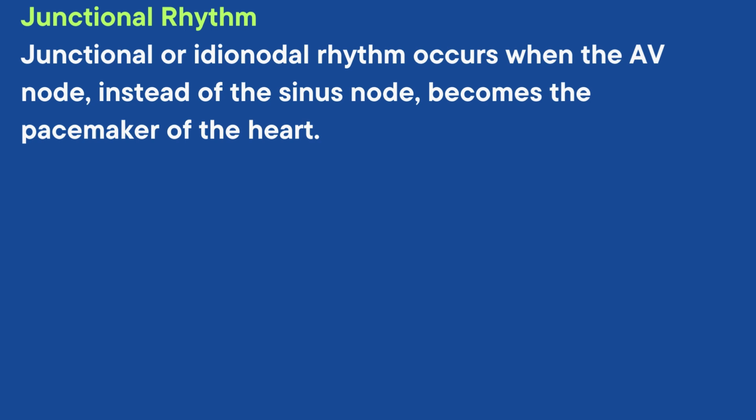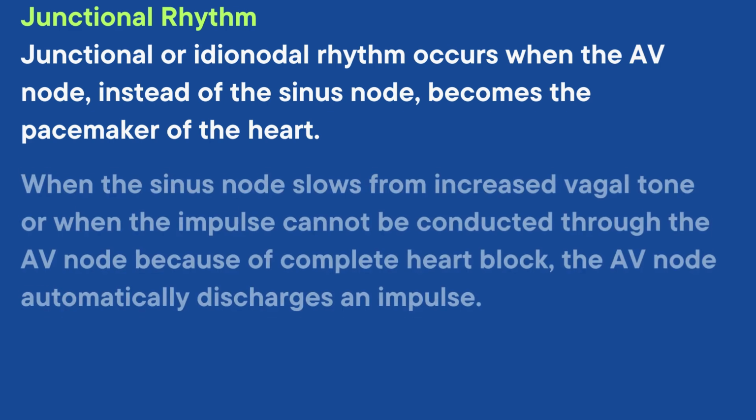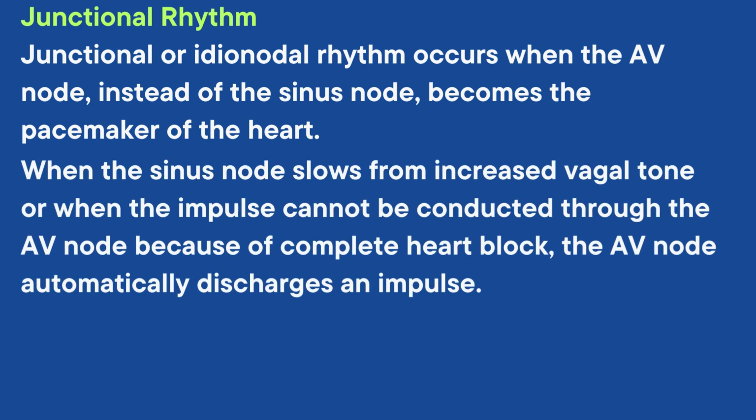Junctional rhythm or idionodal rhythm occurs when the AV node instead of the sinus node becomes the pacemaker of the heart. When the sinus node slows from increased vagal tone, or when the impulse cannot be conducted through the AV node because of complete heart block, the AV node automatically discharges an impulse.